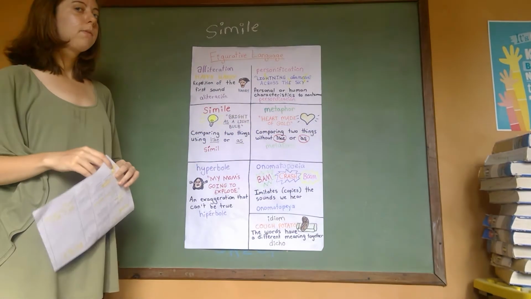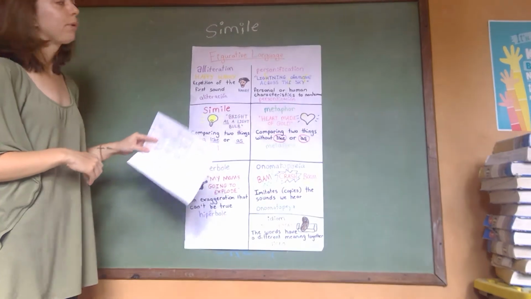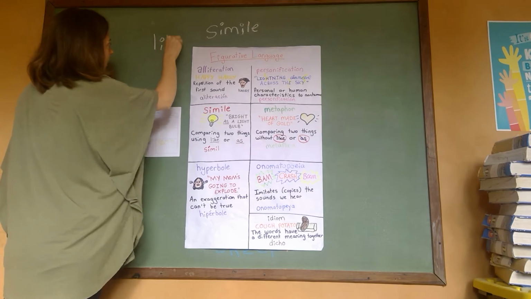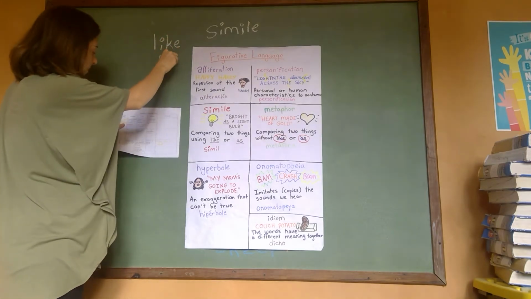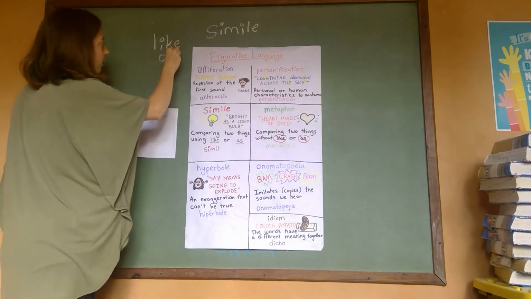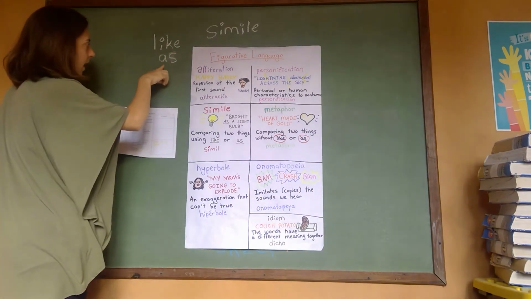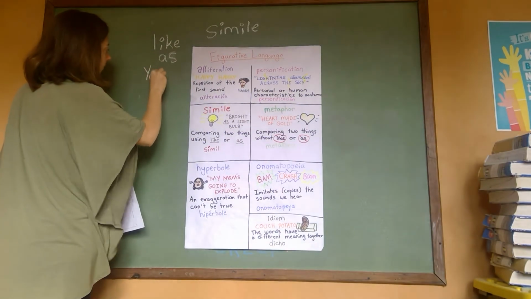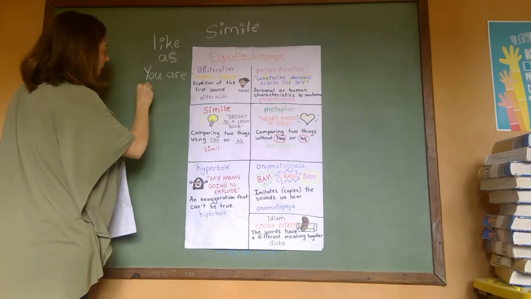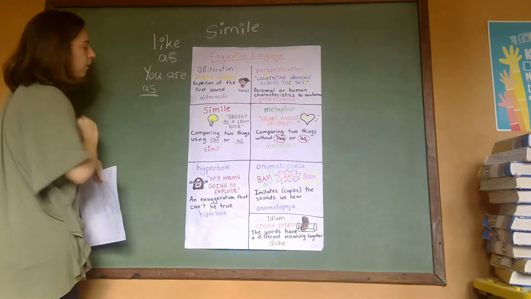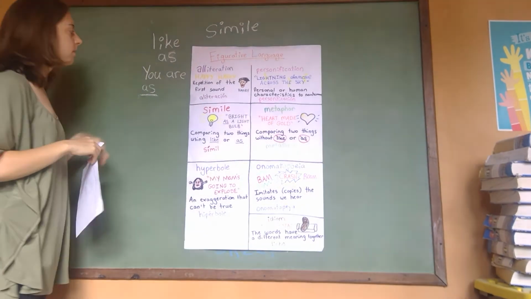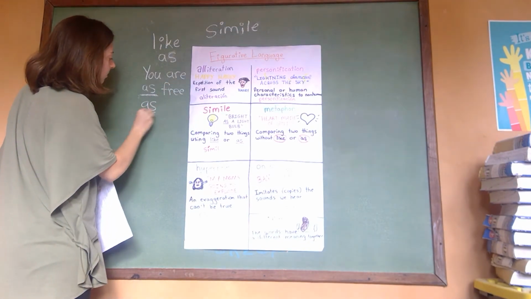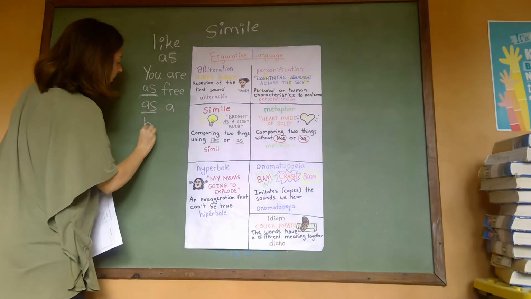I'm going to give you an example of a simile that you know. In your note page, your definition, those 2 missing words are like and as. The comparison of 2 unlike or different things using like or as. Here's a simile that you should be familiar with. What are the 2 simile words? Like and as. You are as free as a bird.